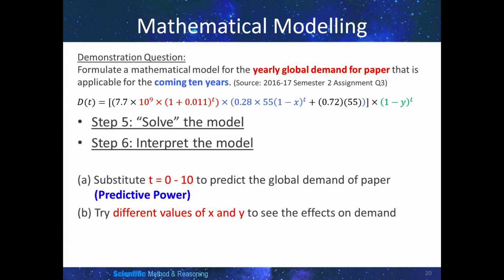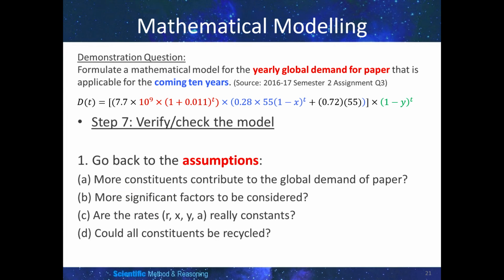We can now move on to step 5, which is to solve the model. We don't have any difference equations or differential equations here, so we can skip this step. Move on to the next step, which is to interpret the model. We can substitute T equals 0 to 10 to predict the global demand for paper, and we can plot graphs to visualize your model. You can even try different values of X and Y to see the effects on the demand.